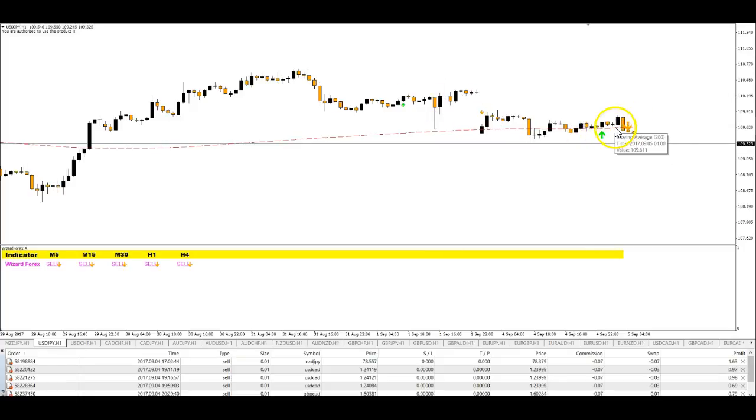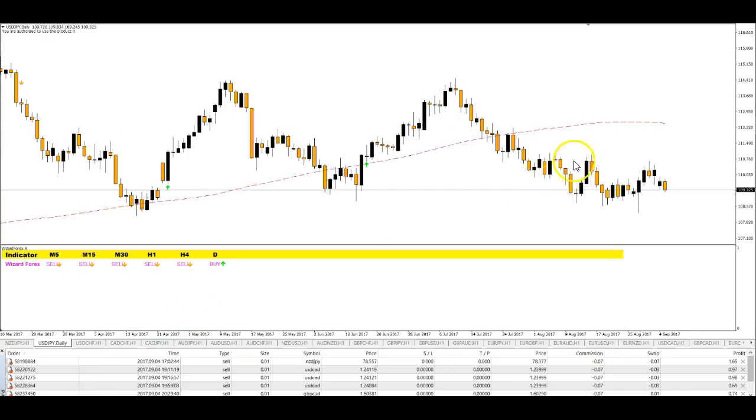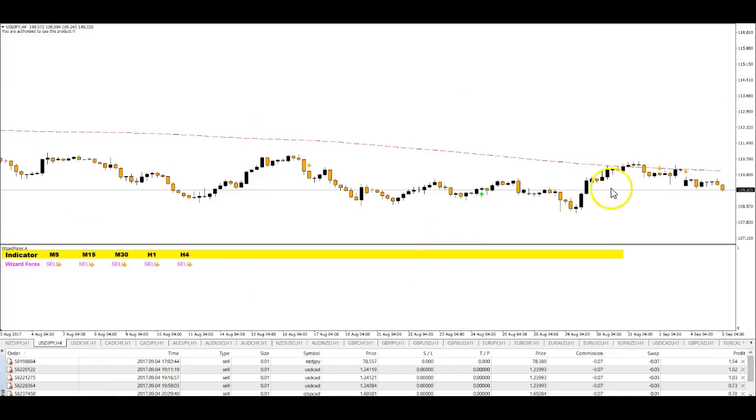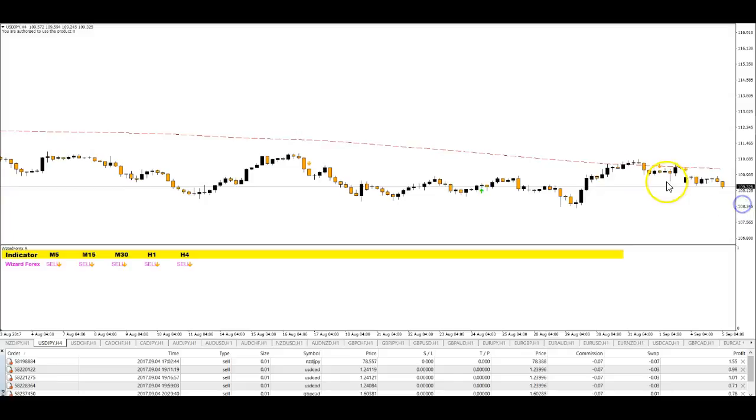Take the trades in the direction of the overall trend. This is a daily chart on the USD yen. Notice that price is below the 200 moving average line, so we're in a downtrend. Let's check the 4-hour. Again, on the 4-hour chart, price is below the 200 moving average line. So USD yen is in a downtrend.